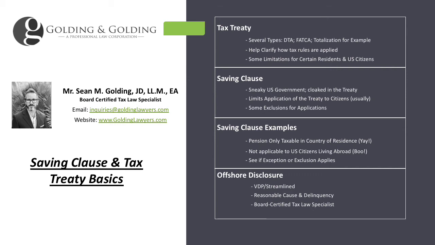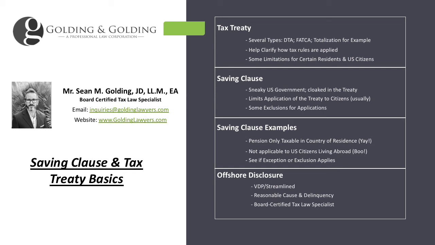Let's take a common example we see, right? Jim lives in a foreign country. In that foreign country, he's collecting a pension. And Jim's not sure how he's going to be taxed, so he goes to the treaty, and the treaty says that only the country where the person resides can tax the income. Jim thinks that's wonderful, because he's not going to be taxed by the U.S. on the pension. The problem is, Jim is a U.S. citizen living overseas. He hasn't formally expatriated yet.